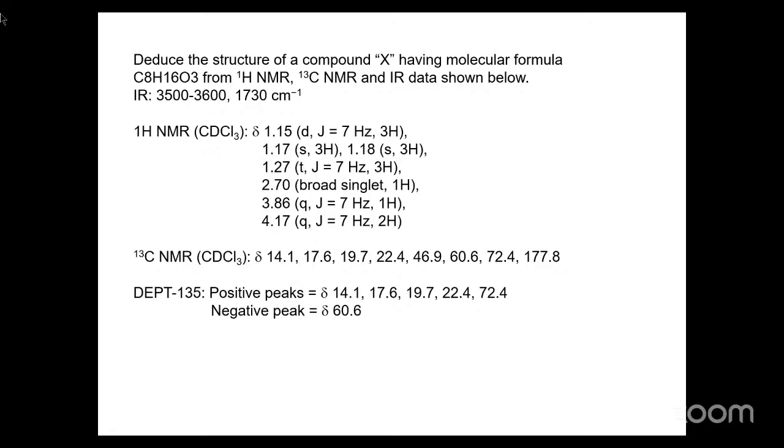It contains one site of unsaturation. 3500 to 36 indicate OH stretching. 1730 indicates carbonyl, but carbonyl of what? It's a very high frequency, so it may be due to the ester carbonyl.